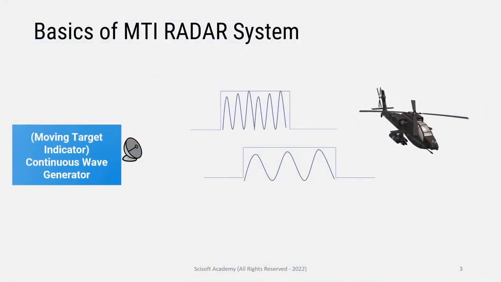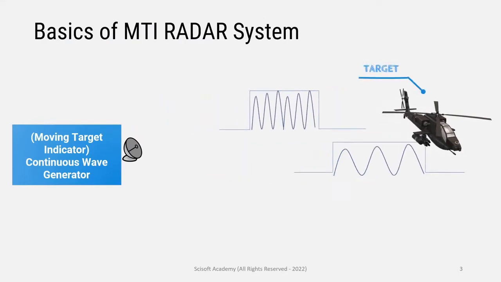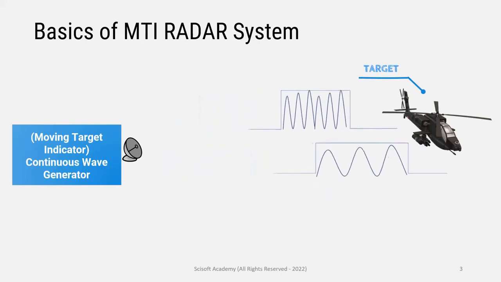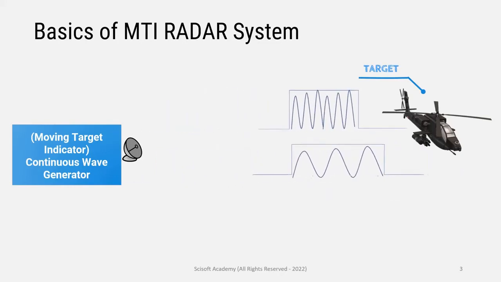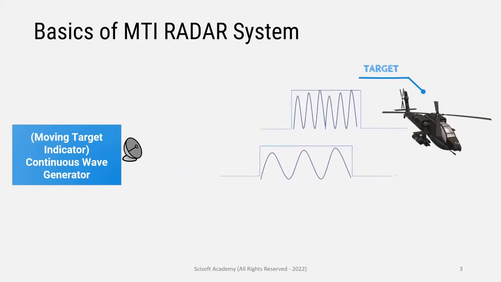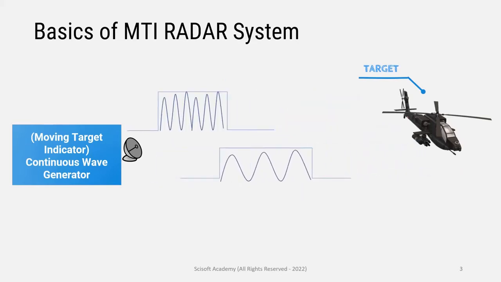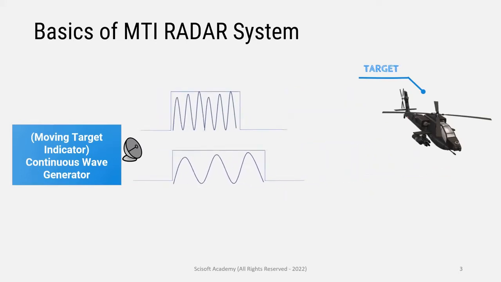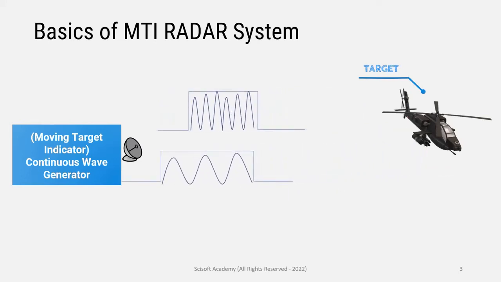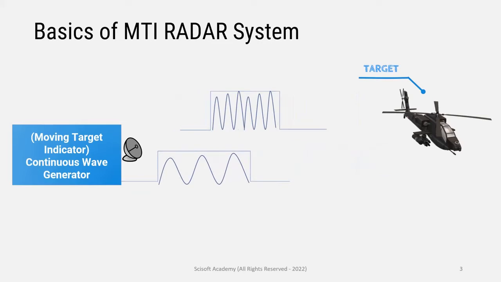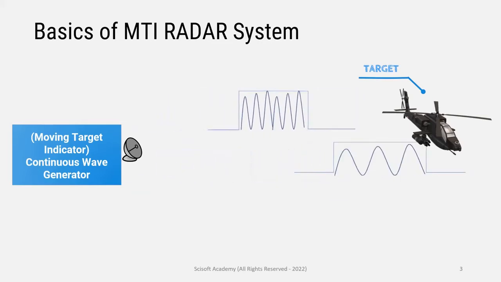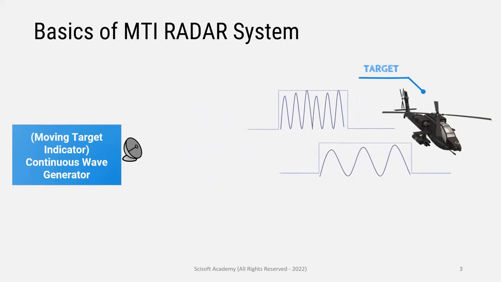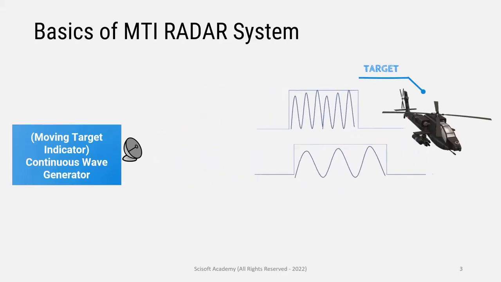So in an MTI radar system, we'll be having a continuous wave generator which is generating continuous pulses into airspace, which is getting reflected by the target. So this is the basics of MTI radar system, where these continuous pulses are generated, and based on the target movement, whether it's towards the antenna or away from the antenna, based on that we are going to calculate the velocity of the object. So that's the ultimate aim of using a moving target indicator, as the name suggests.